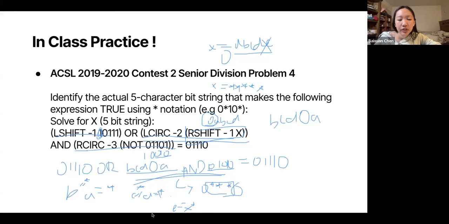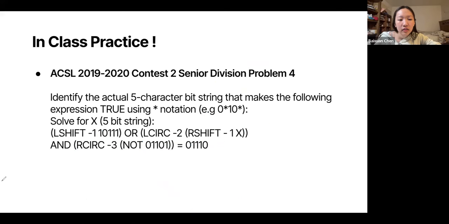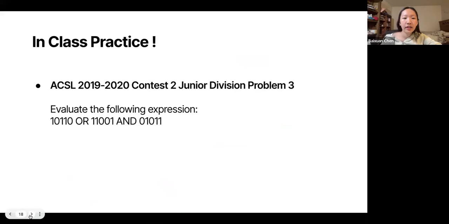No. Okay, that's good. Okay, so then let's keep going. So this one should be an easier question. So can you guys try this question? Remember order of operations, the and comes first and then the or.